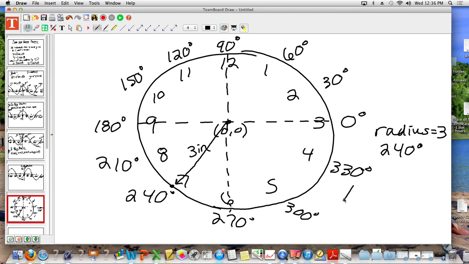So what is the X value right here at this point? What do you do to figure it out? You're going to do the cos of 240, but what else? You got to multiply it by 3. Multiply by the radius. So to find the X, you're going to take 3 times the cosine of 240 degrees. And then to figure out the Y value, you're going to take 3 times the sine of 240 degrees.